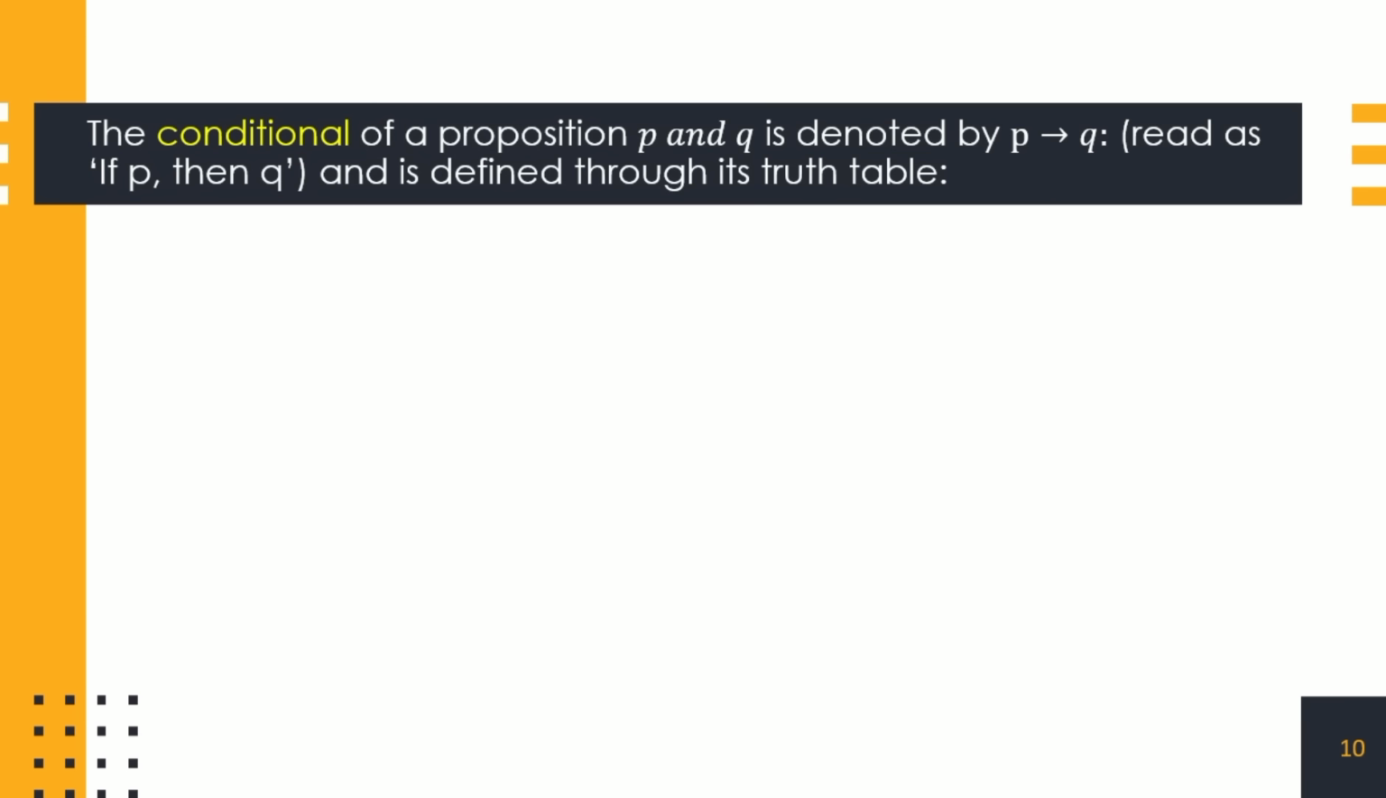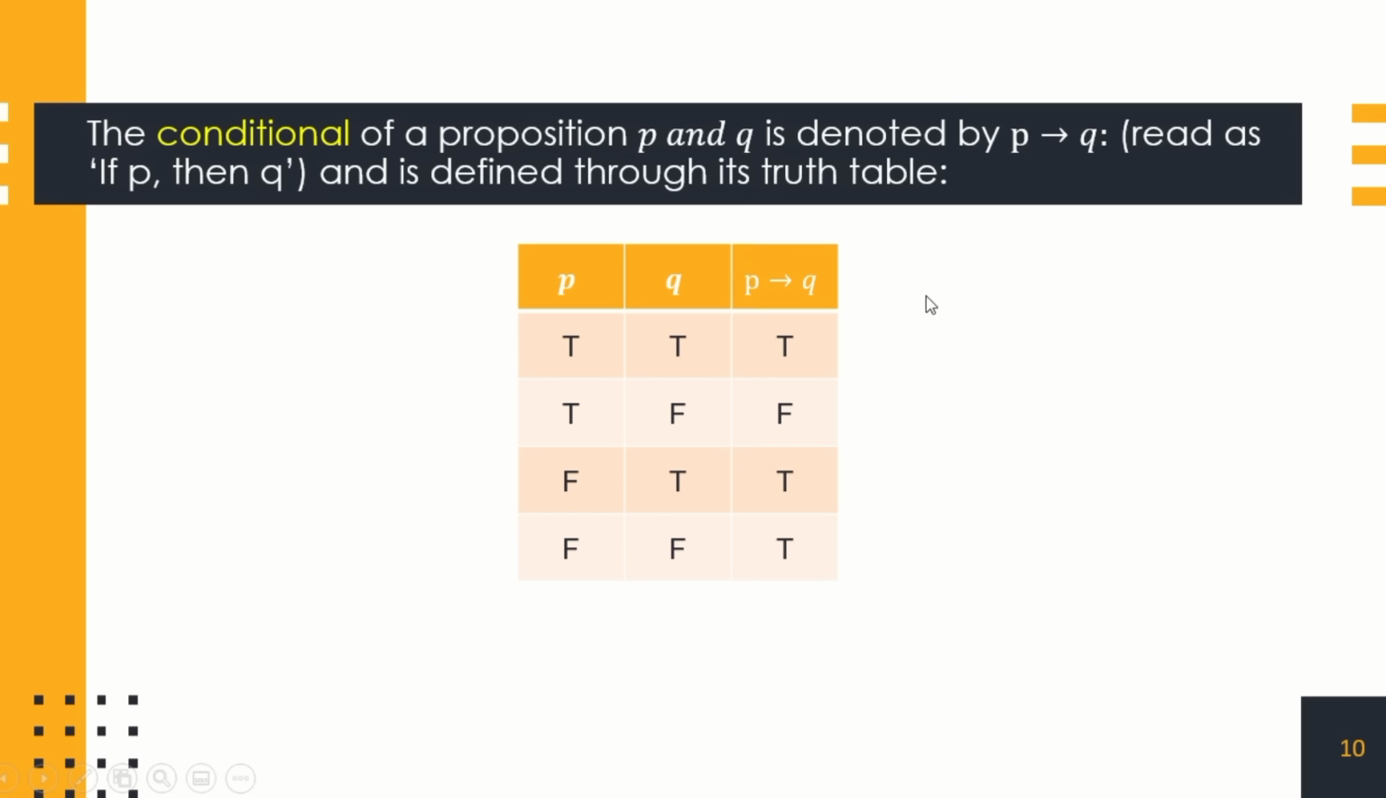Next, this is the fourth logical connectors. The conditional of a proposition P and Q is denoted by if P then Q. So, basa natin dito sa symbol nito. So, if P then Q. And it's defined through its truth table. So, tingnan natin yung truth table ng conditional statement. So, kapag sa P true siya and then sa Q true na din siya.